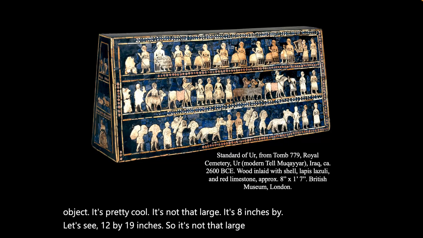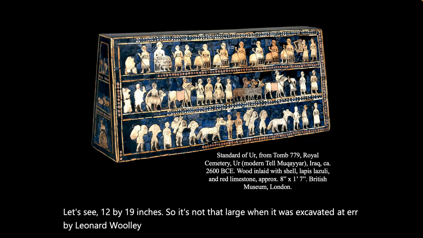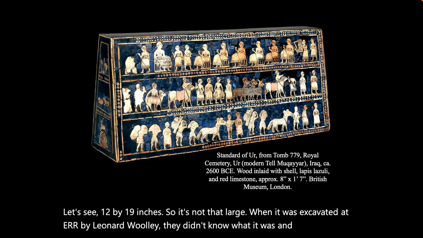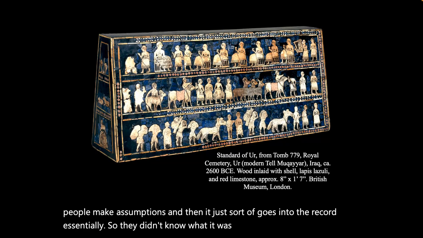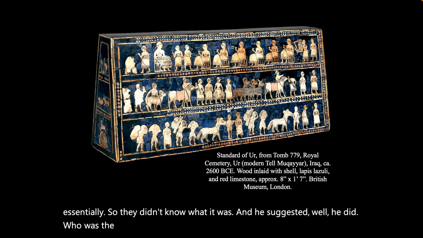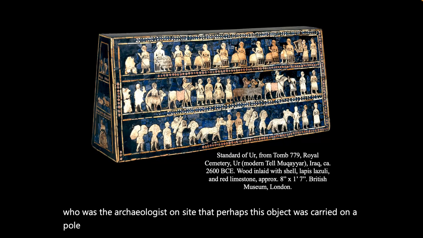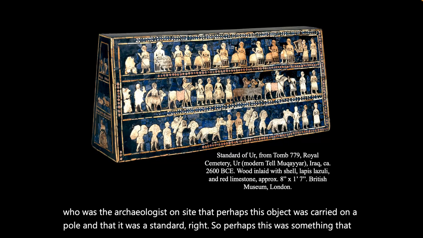When it was excavated at Ur by Leonard Woolley, they didn't know what it was. And people make assumptions, and then it just sort of goes into the record, essentially. So they didn't know what it was, and Woolley, who was the archaeologist on site, suggested that perhaps this object was carried on a pole and that it was a standard, right? So perhaps this was something that was carried. We don't know.